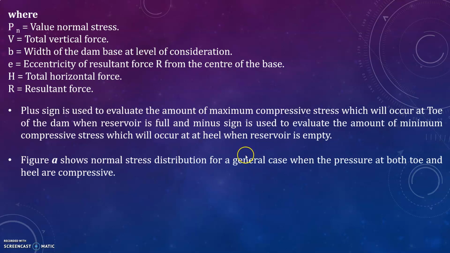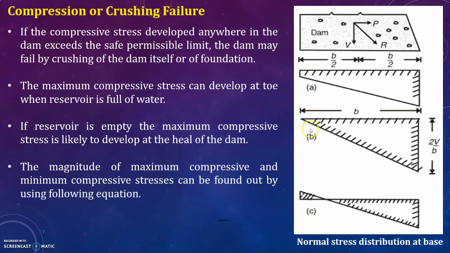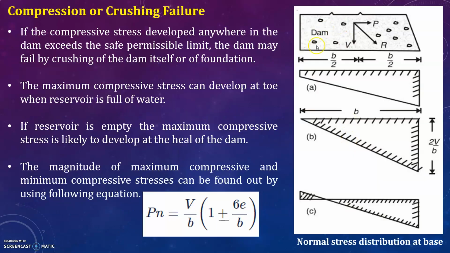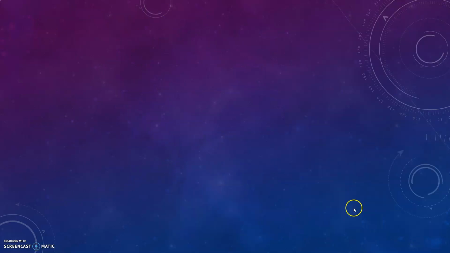Figure A shows normal stress distribution for a general case when the pressure at both toe and heel are compressive. Next, figure B shows the maximum compressive stress occurs at the toe, and for safety this should not be greater than the allowable compressive stress for the foundation material. Figure C shows the pressure distribution at the heel. Here this is for the general case, this is for the toe, and this is the pressure distribution diagram for the heel.